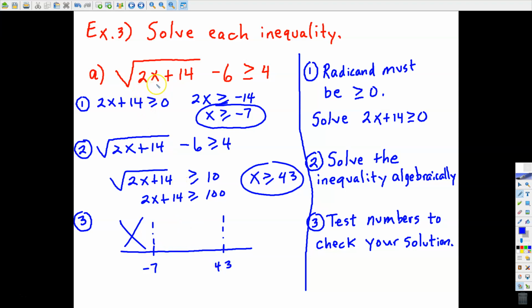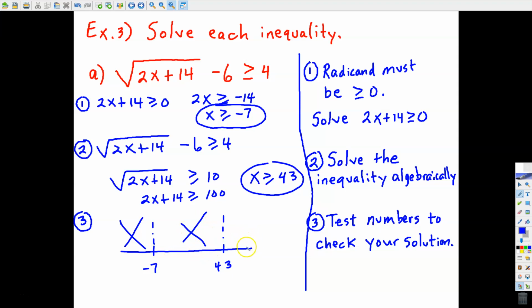Obvious, easy choice is 0. So if I plug in 0, I'm going to have the square root of 14, which I know has to be a little bit less than 4 because the square root of 16 is 4. So if you think about it, well, let's just say 3.8. All right, 3.8 minus 6 is not going to be greater than or equal to 4. So I know these numbers in this area do not work.